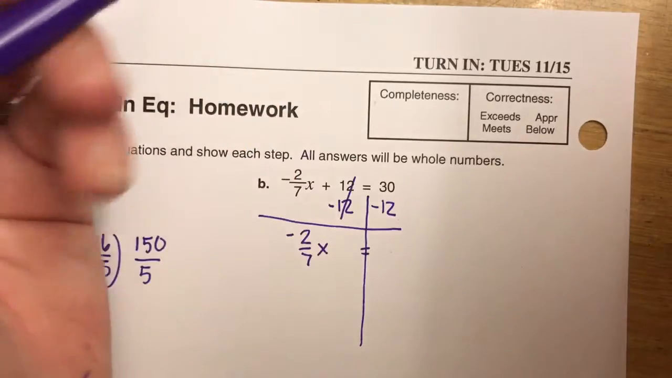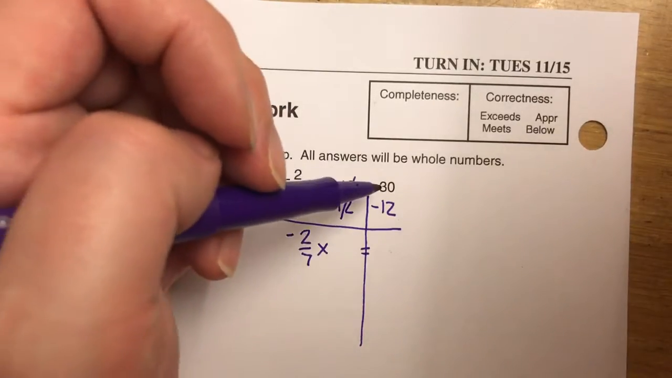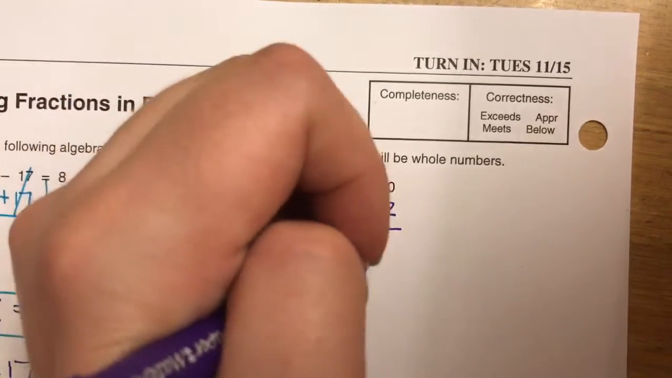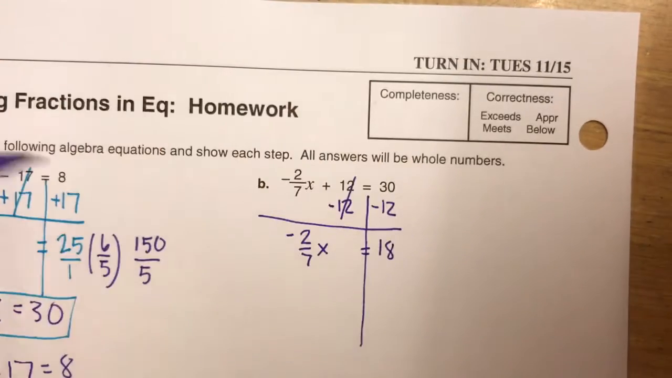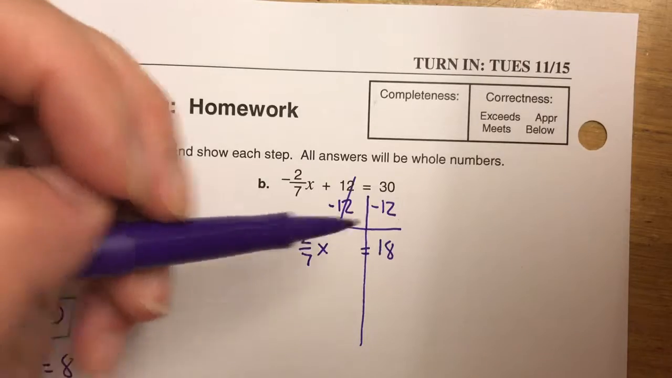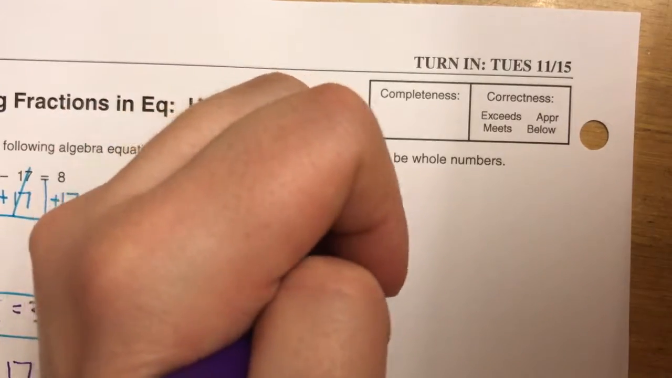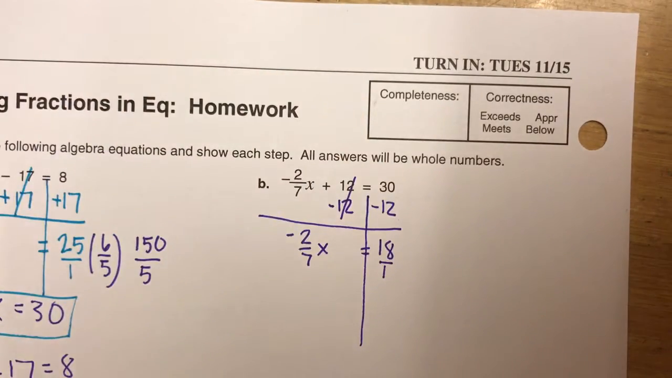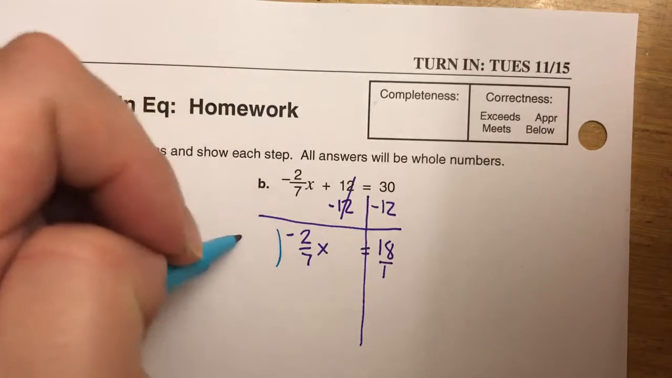30 minus 10 is 20. 20 minus 2 more is 18. So 30 minus 12 is 18. And so again, we have negative 2 sevenths x equals 18. Let's go ahead and put this over 1. The way I'm going to get rid of this negative 2 sevenths is I'm going to multiply by the reciprocal.